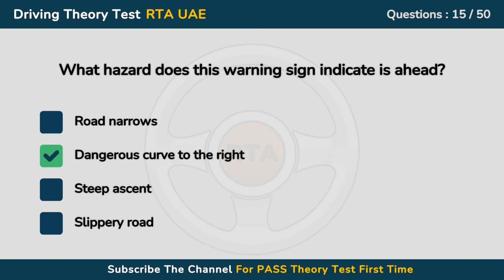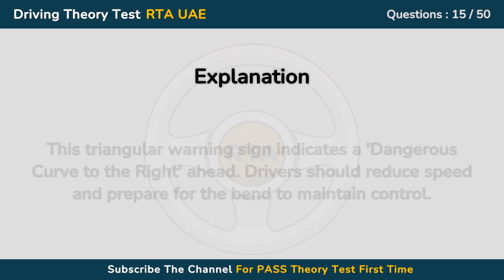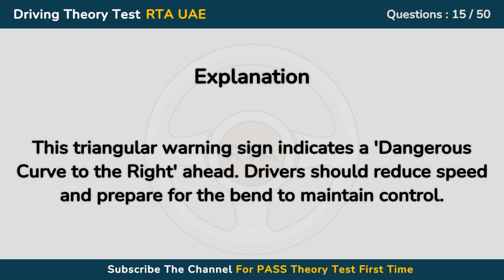Answer is B. Dangerous curve to the right. This triangular warning sign indicates a dangerous curve to the right ahead. Drivers should reduce speed and prepare for the bend to maintain control.